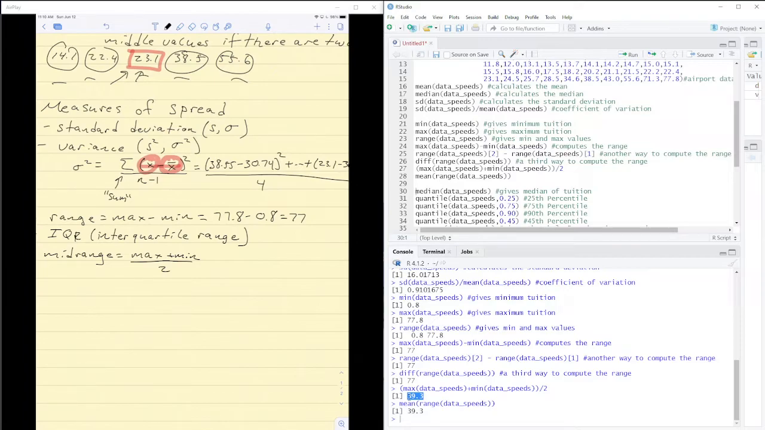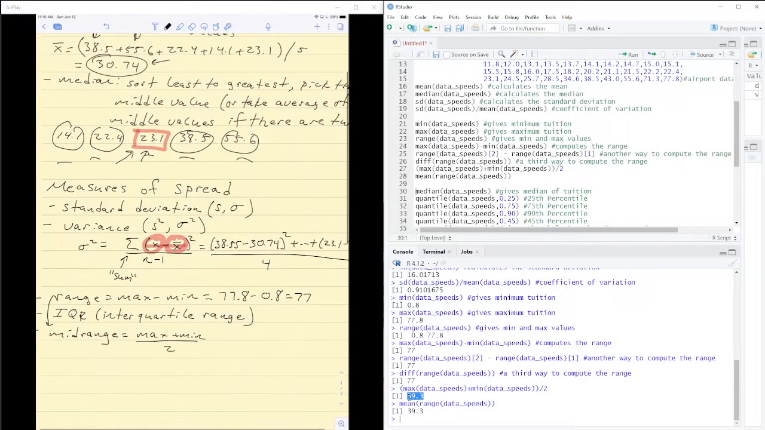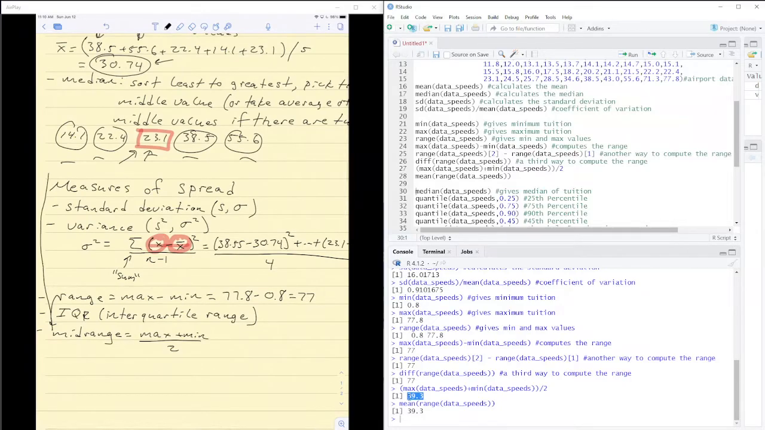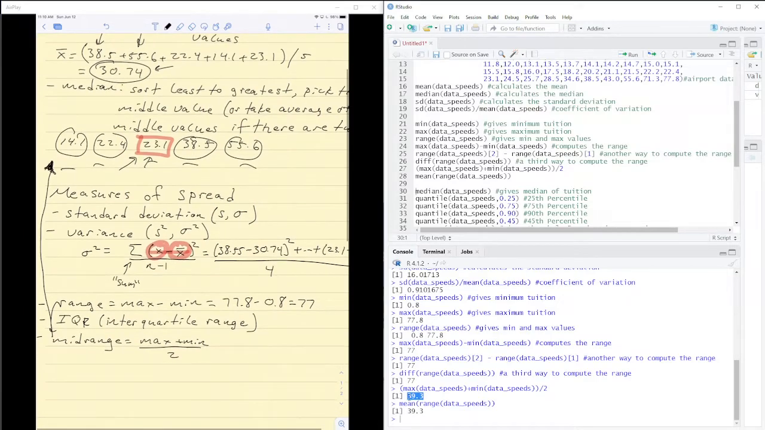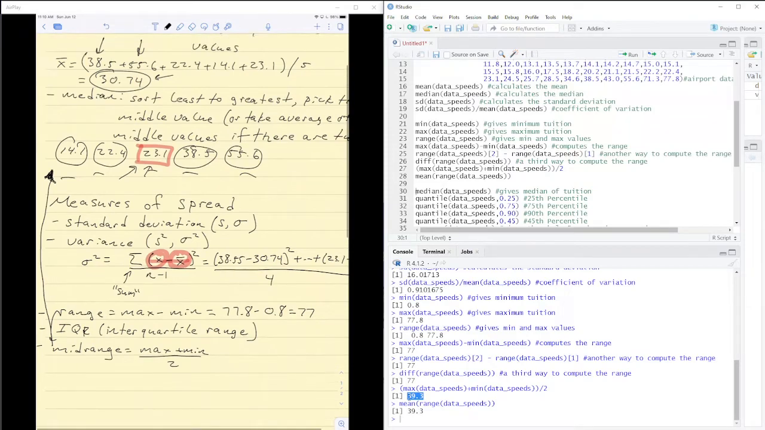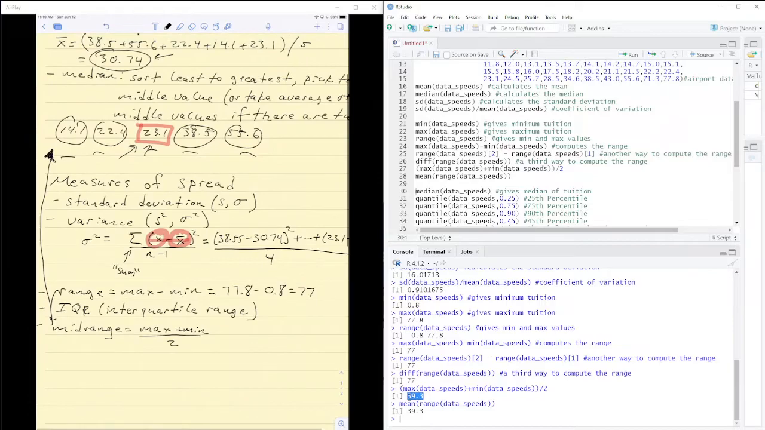I put it down here with measure of spread because it kind of went along with range, but really this belongs better up here with measure of center, because it's measuring what's in the middle of the data set. We have the median as one way, the mean as another way, and then the mid-range as another way.